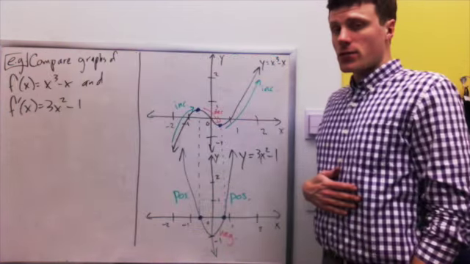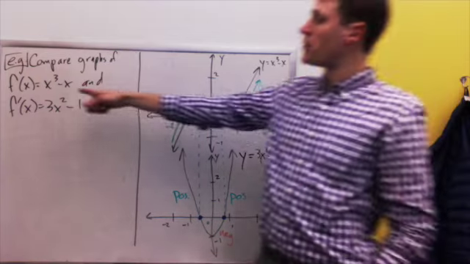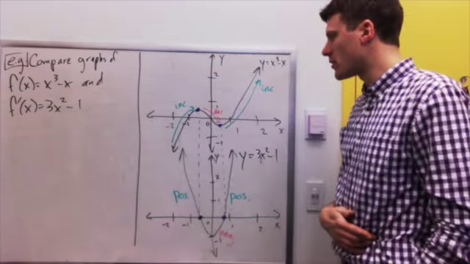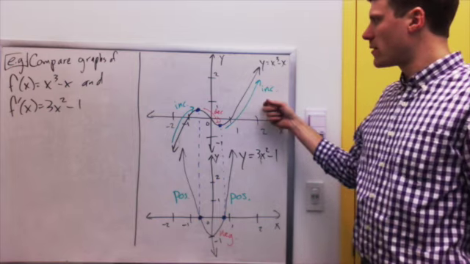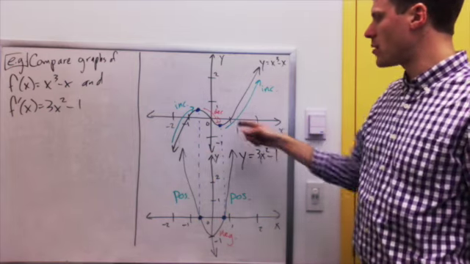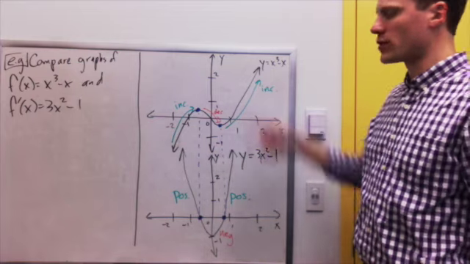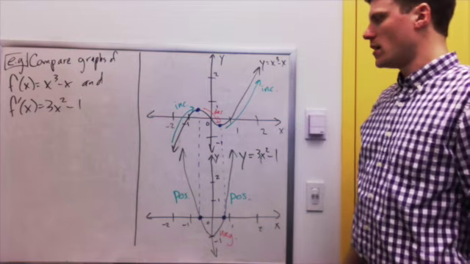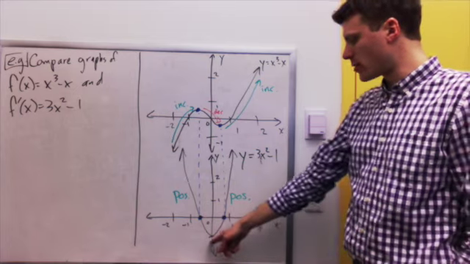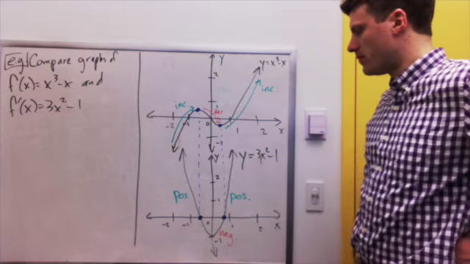It's instructive for us to compare the graphs of the function x cubed minus x and its derivative 3x squared minus 1. So up here I have x cubed minus x. It has roots at -1, 0, and 1, and it more or less looks like this. Here's the graph of 3x squared minus 1. It's a parabola opening upward with a vertex at (0, -1).